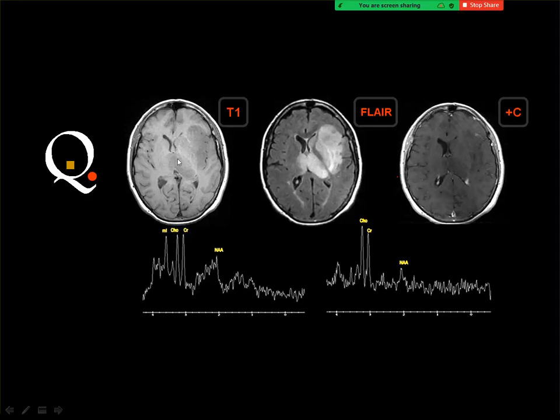Here you see this is T1 and this is FLAIR, and this is T1 post contrast with the MR spectroscopy.